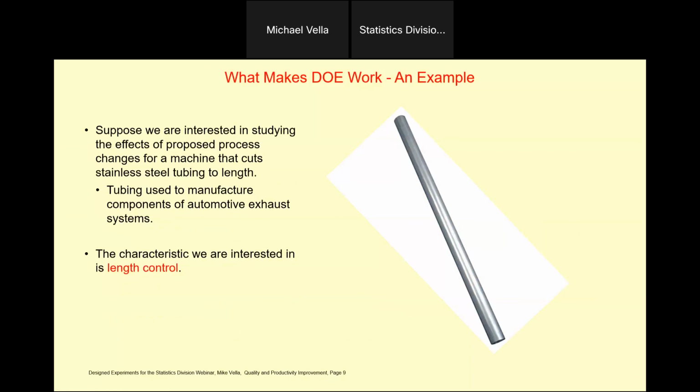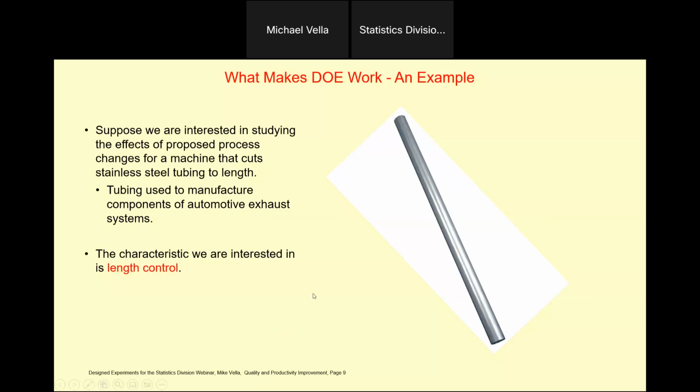So how about an example? As Jennifer mentioned, I worked in the automotive industry for 30 years, so this is kind of an automotive example. Suppose we are interested in studying the effects of proposed process changes for a machine that cuts stainless steel tubing to length. Underneath your car is the exhaust system, and those tubes carry the exhaust fumes from your engine, except if you're driving an electric car. That tubing is stainless steel, and that's what we're talking about.